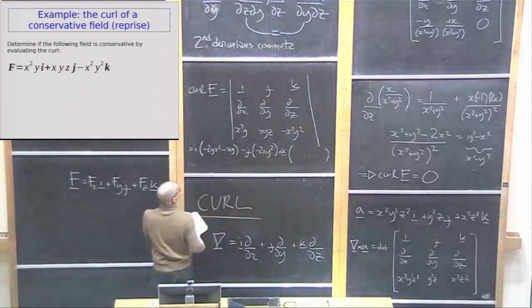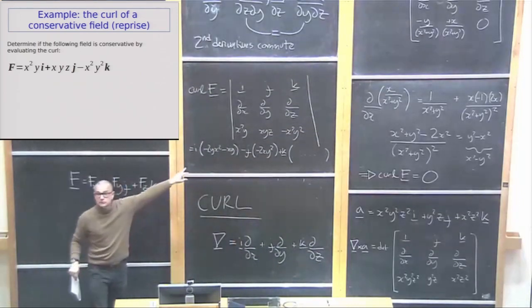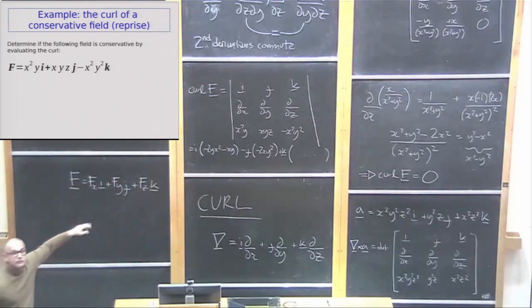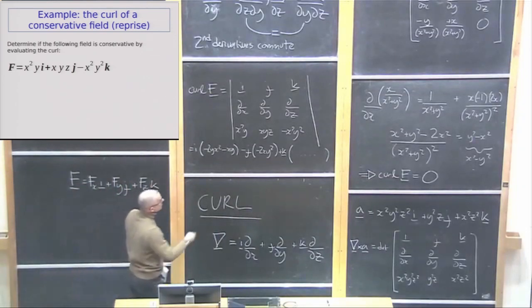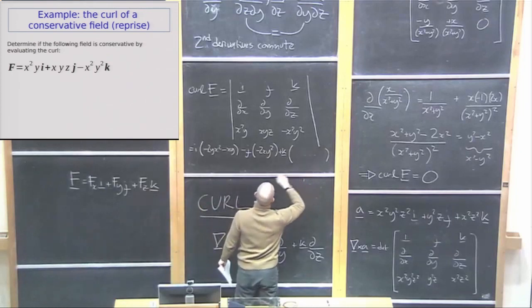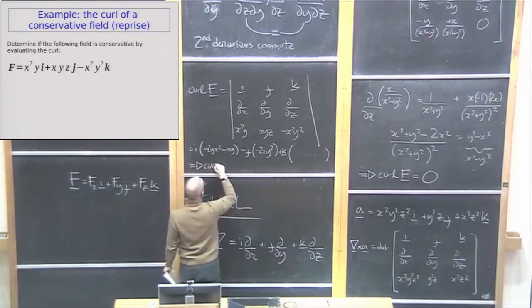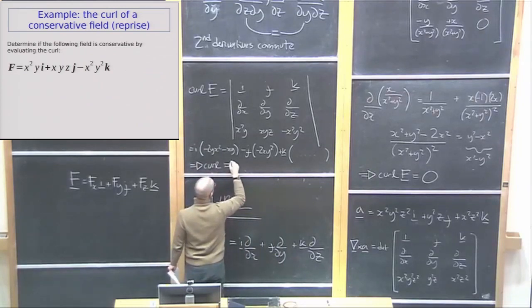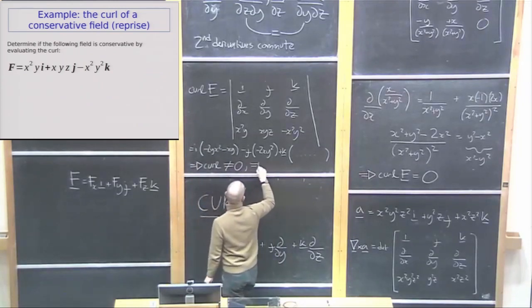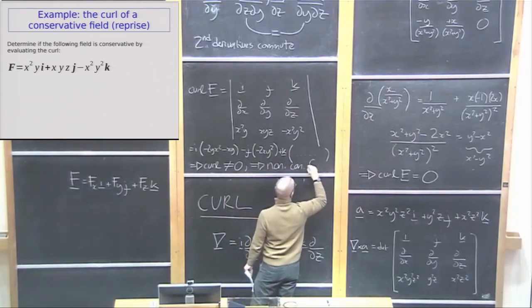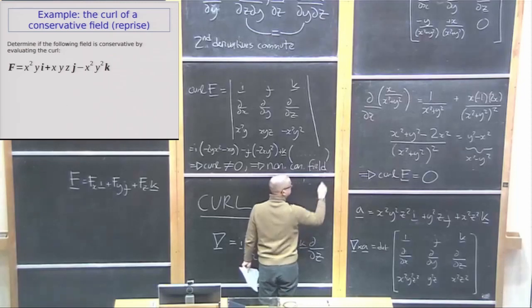The point is, as soon as you see the first term, you see that the curl is not 0. Right? As soon as you see the first term, you know the curl is not 0. If you work out the k term, you'll see also that that is non-zero. The curl in this case is non-zero, and therefore it's a non-conservative field.